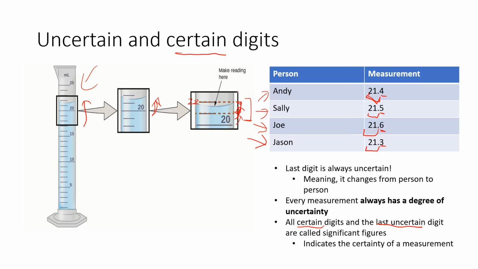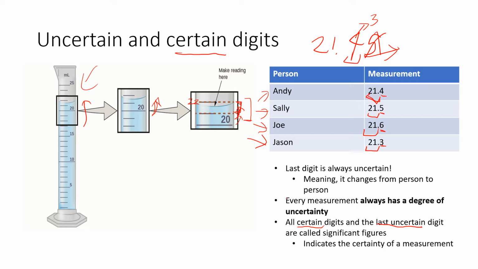And the reason we don't record more uncertain digits, for example, the reason Andy didn't write 21.45, is because we're not even sure of the 4. This could be a 3. And if there's a 3, then this 5 is thrown completely off. So there's no use in having more than one uncertain digit. We can only have one uncertain digit, and that's always the last digit. That's the last digit we measure.